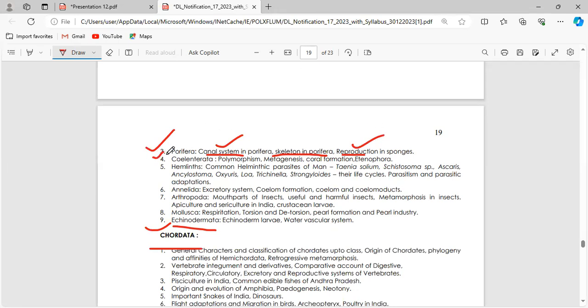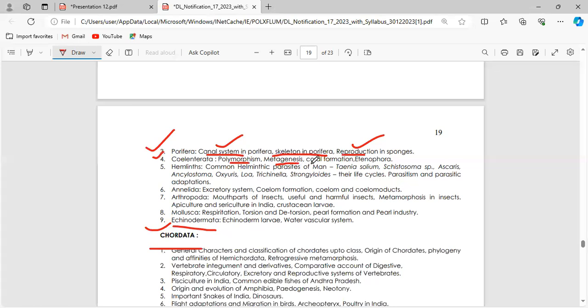And Coelenterata. In Coelenterata, they have given polymorphism. We are going to study what polymorphism is, what the different forms of polymorphism are, and what the functions of each form are. And most importantly, what is polyp and medusa and what are its forms. And also metagenesis. We are going to discuss what metagenesis is and what alternation of generation is, and some of its important functions, why it has to perform metagenesis.